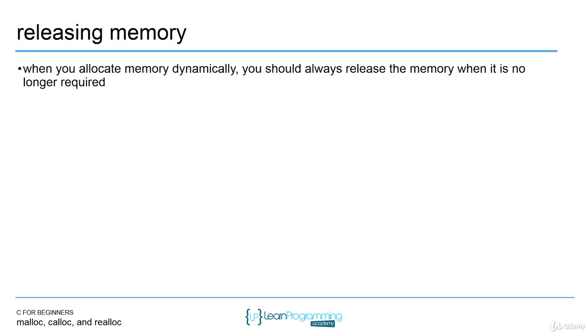Releasing memory. Now, I mentioned that since the programmer is responsible for allocating the memory, you have to get rid of the memory when you're no longer using it, because memory is a vital resource, especially on embedded systems. You shouldn't be using memory if you don't need it. So you have to release the memory. You always want to release the memory when it's no longer required.